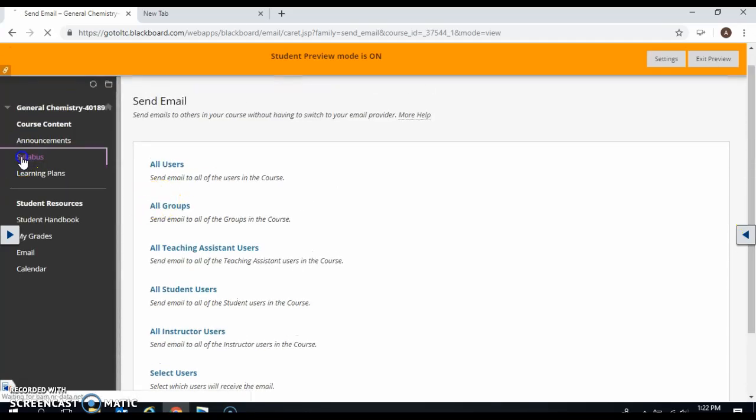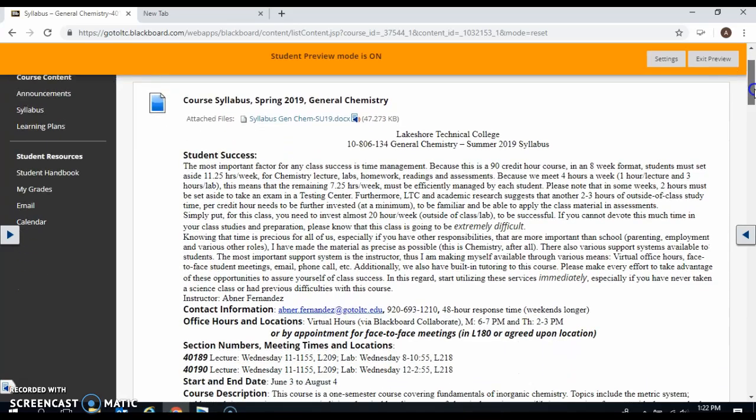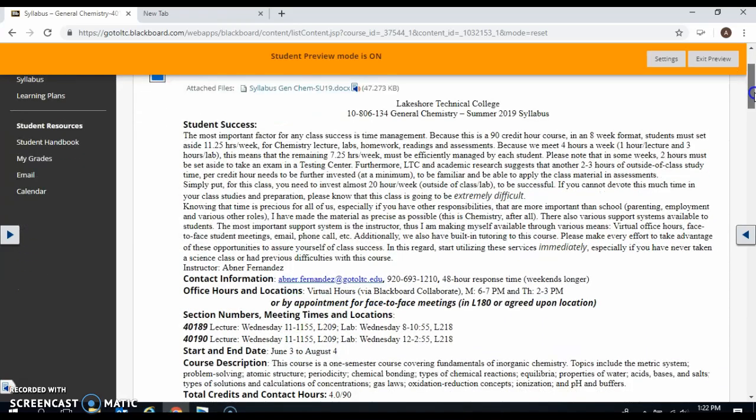So let's cover the syllabus very quickly here. This is the course syllabus, and again, this is a summer syllabus. FYI, right off the bat, the most important factor for any class success is time management. This is supposed to be a 90 credit course, which means you have to have 11.25 hours per week for this course. So very, very important.